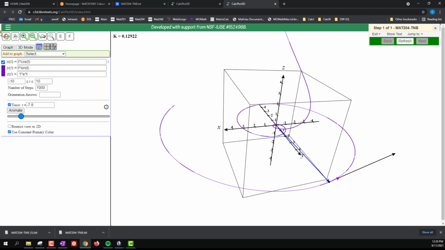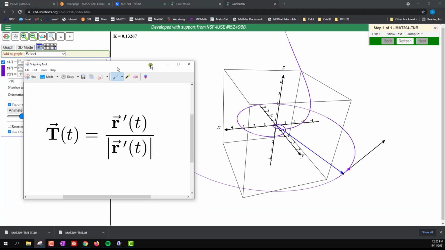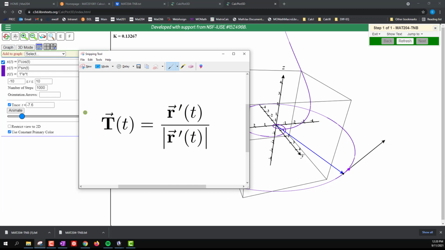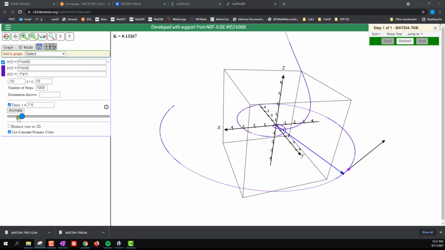So here I've turned on the unit tangent vector, and unfortunately I don't have a lot of control over the colors that CalcPlot3D uses. So here I've got this purple unit tangent vector. Notice that it is pointing in the same direction as the black velocity vector, but unlike the black velocity vector, whose magnitude is always changing, the magnitude of that purple unit tangent vector does not change, and in fact it is unit because of the way we constructed it. Because we divided it by its magnitude, this vector, called the unit tangent vector, does have magnitude 1. So that's our unit tangent vector right here.